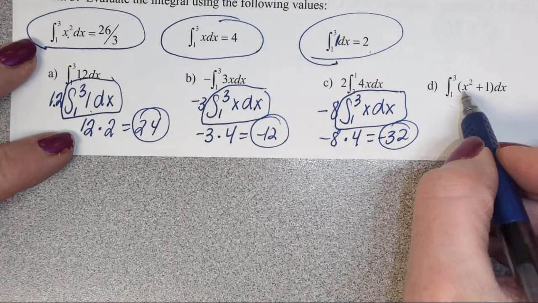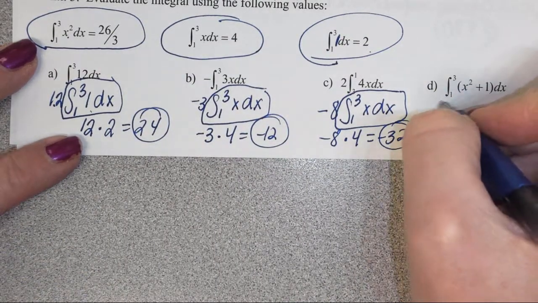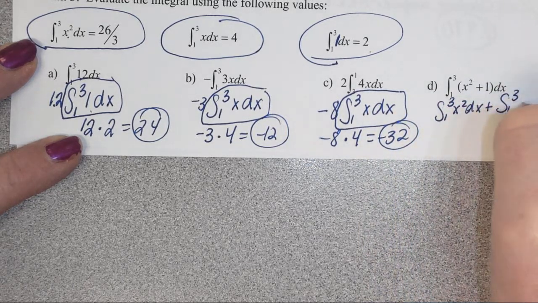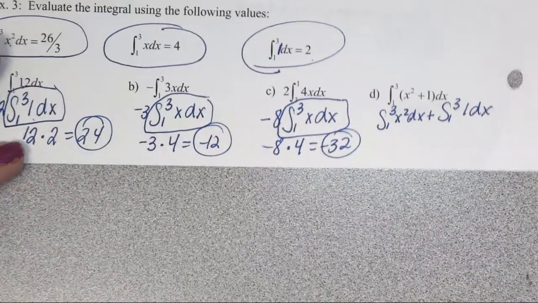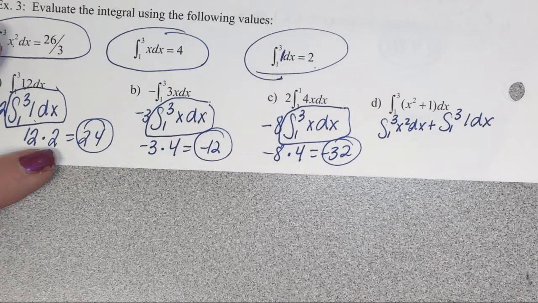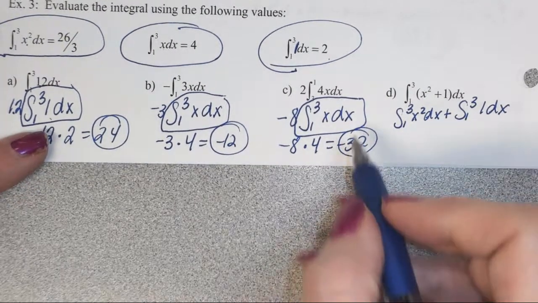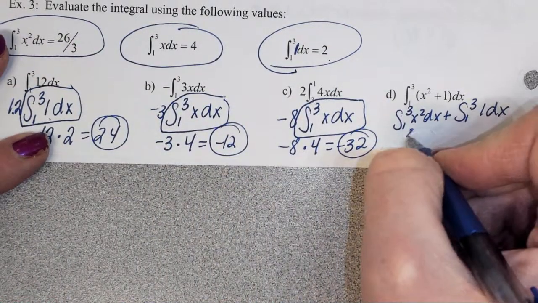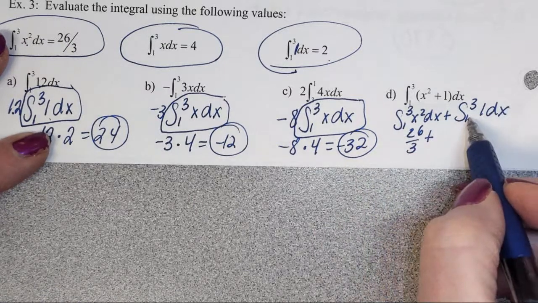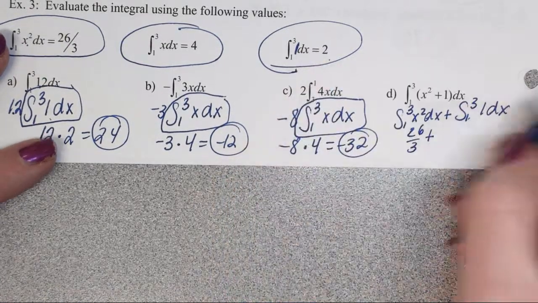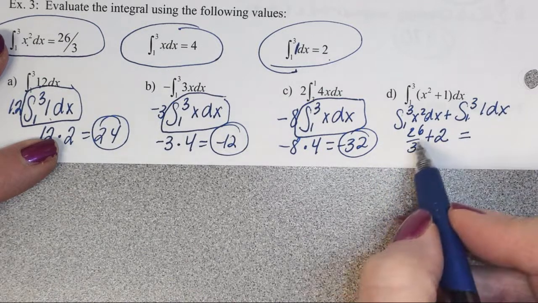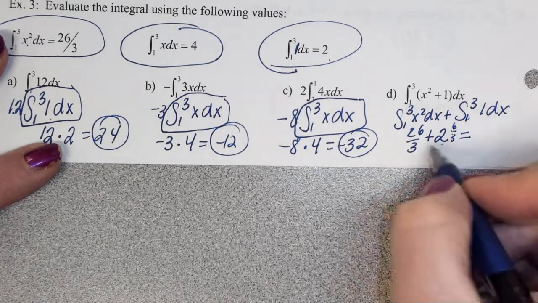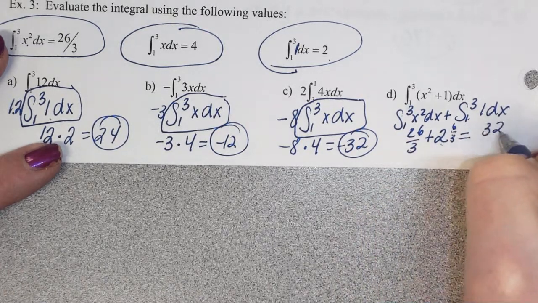And then on this one, when I have two functions, I'm just going to split it apart. So it's going to be the integral from 1 to 3 of x squared plus the integral from 1 to 3 of 1 dx. I can split it apart anytime I have plus or minus. Now I'm going to use substitution. The integral from 1 to 3 of x squared is 26/3. The integral from 1 to 3 of 1 dx is 2. So if I'm going to add those, I want a common denominator, so I'm going to make this one 6/3. So 26/3 plus 6/3 will be 32/3.